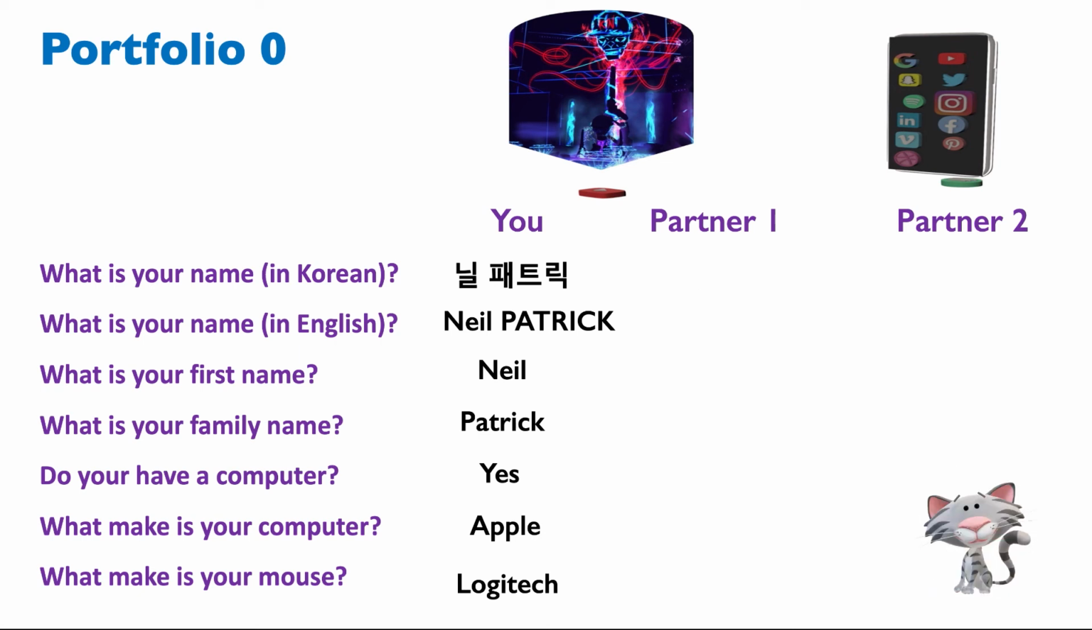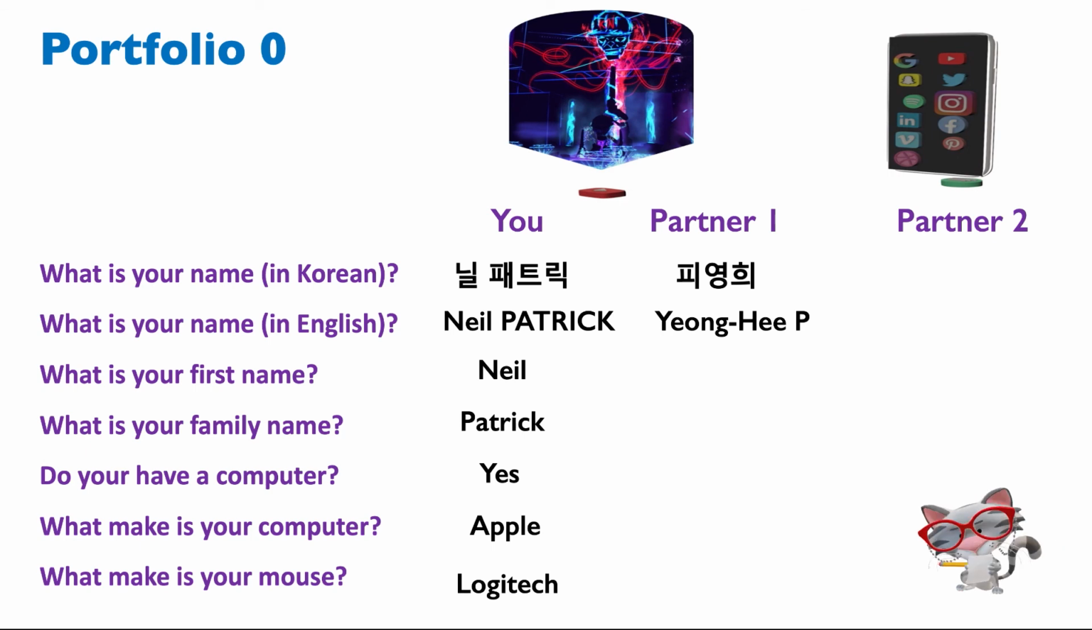So Yonghee, what is your name in Korean? My name in Korean is P Young-hee. What is your name in English? My name is Young-hee P. Yes. So notice how in English the order changes, unless you're English. What is your first name? My first name is Young-hee. And what is your family name? My family name is P. P, which is also your surname. Yes, my surname is P.